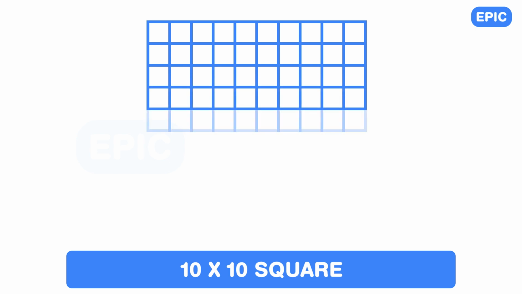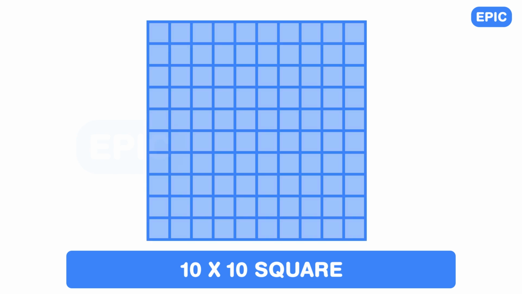Let us consider a 10 cross 10 square. There will be one 10 cross 10 square. Note that there will be 4, 9 cross 9 squares. There will be 3 into 3, that is 9, 8 cross 8 squares and so on.